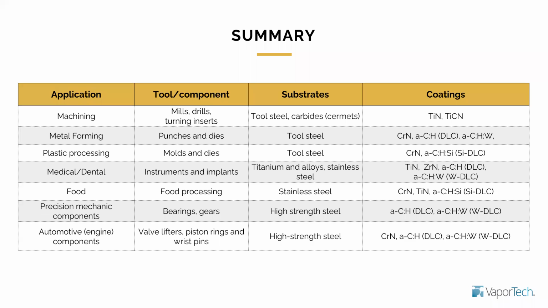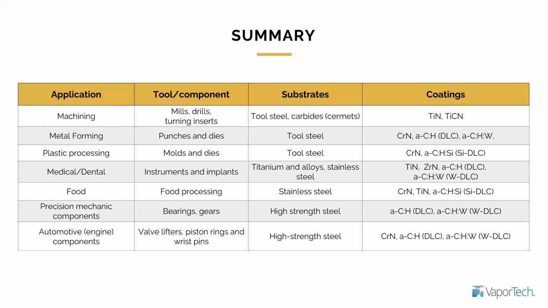And just to finalize here, I have this. We don't have to talk to it extensively, but you see the application on the left-hand side, the type of tool and component that you use, the type of substrate and the coatings that normally would be used for those applications. So if you have machining, we talked about mills, drills, turning inserts, and so on. The substrate would be typically tool steel, M2, W1, and carbides, and coatings that are the more typical ones, titanium nitride, titanium carbon nitride.